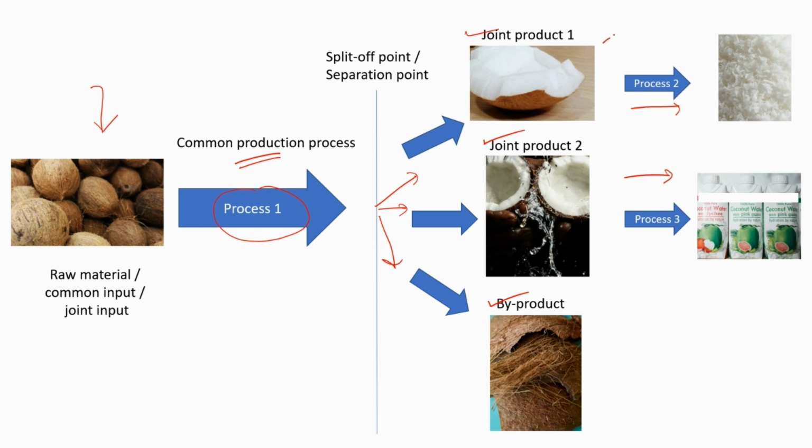They can further process coconut meat into desiccated coconut. They can also make a decision to further process coconut water into bottled coconut water. Remember that we are not going to further process byproducts because we are only interested in the joint products because they have a significant value and utility, whereas byproducts have lesser value and utility. So these are the further processing steps. Further processing will be done to joint products separately. Companies have to make decisions whether or not to further process their joint products.